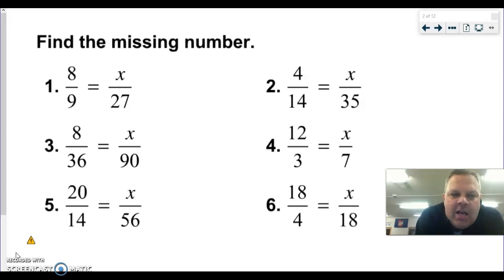If you can, you may use mental math, you may use the multiplication or division property of equality, or some of these you may have to use the calculator and do the cross products. Please pause the video now and allow students to work on these, and when they're done, come back and I will have the answers.